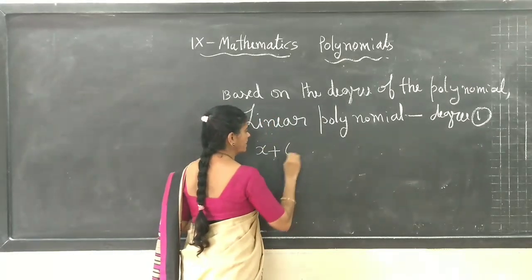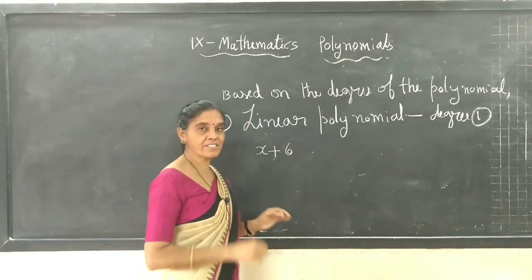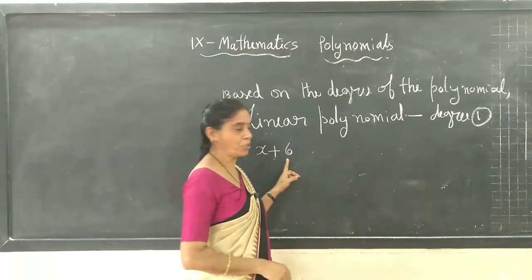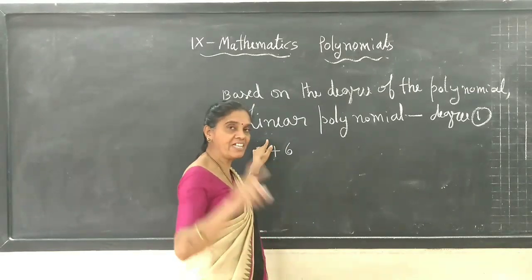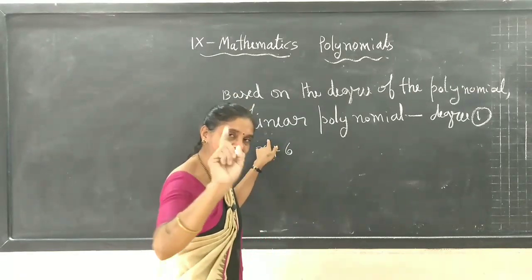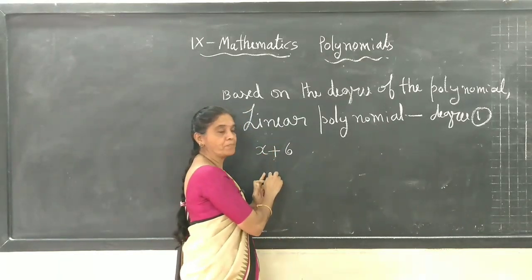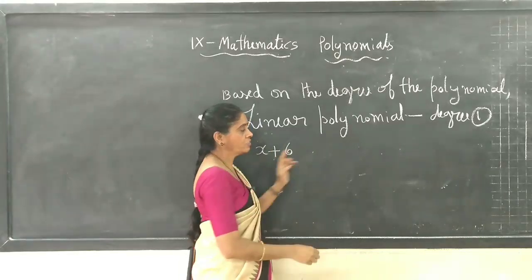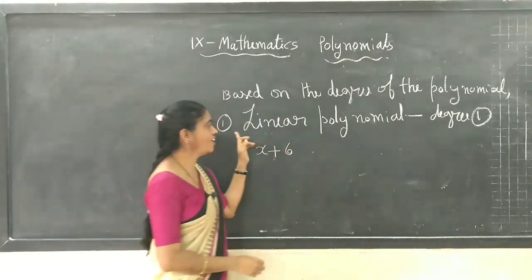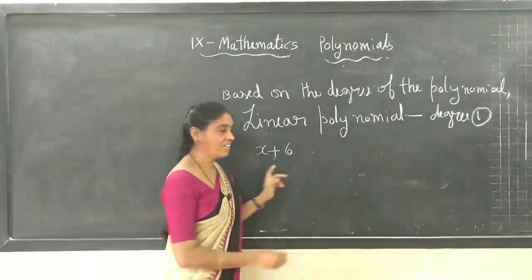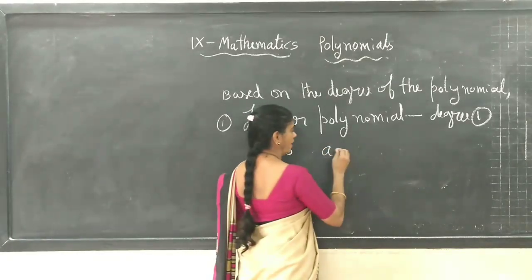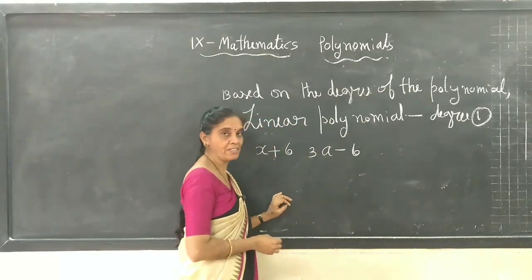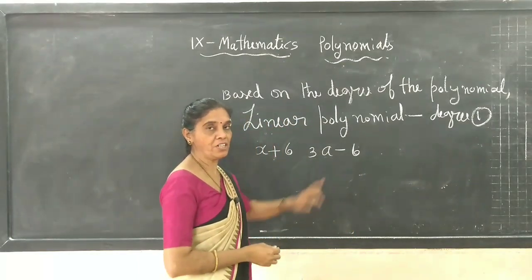Example, x plus 6. X plus 6 is a polynomial of degree 1 because x to the power of 1 is the same as x. So its highest power is 1 here, so the degree is also 1. When the degree is 1, it is called a linear polynomial. This is one example. 3a minus 6 is another example. It is also a linear polynomial.